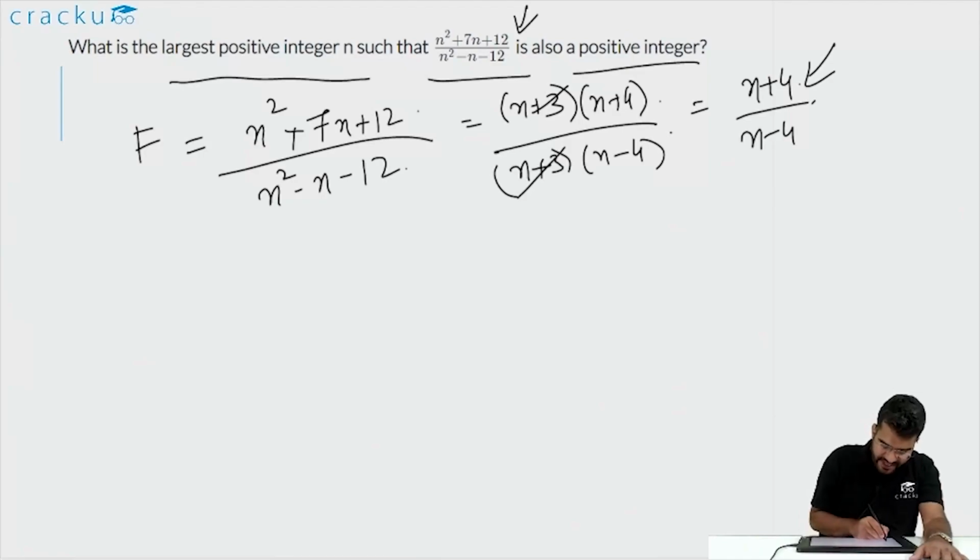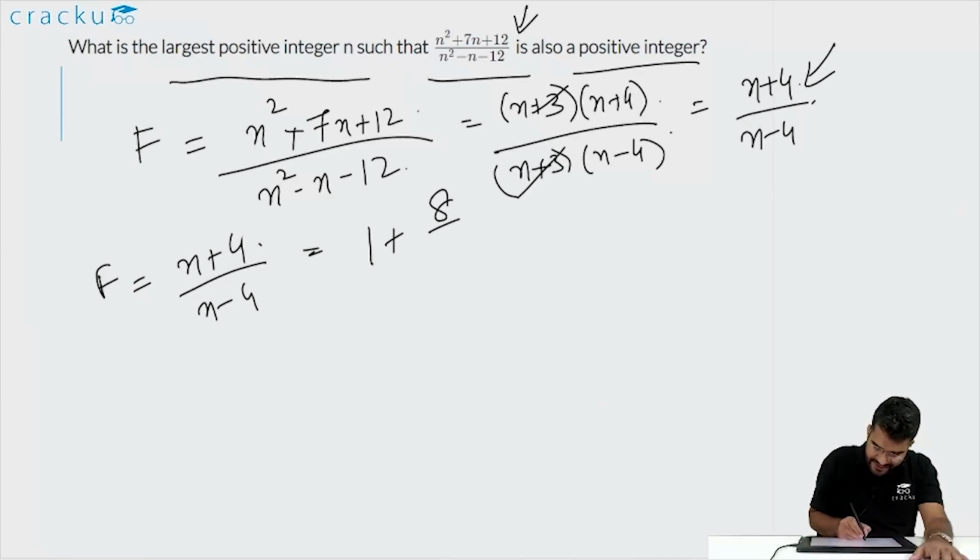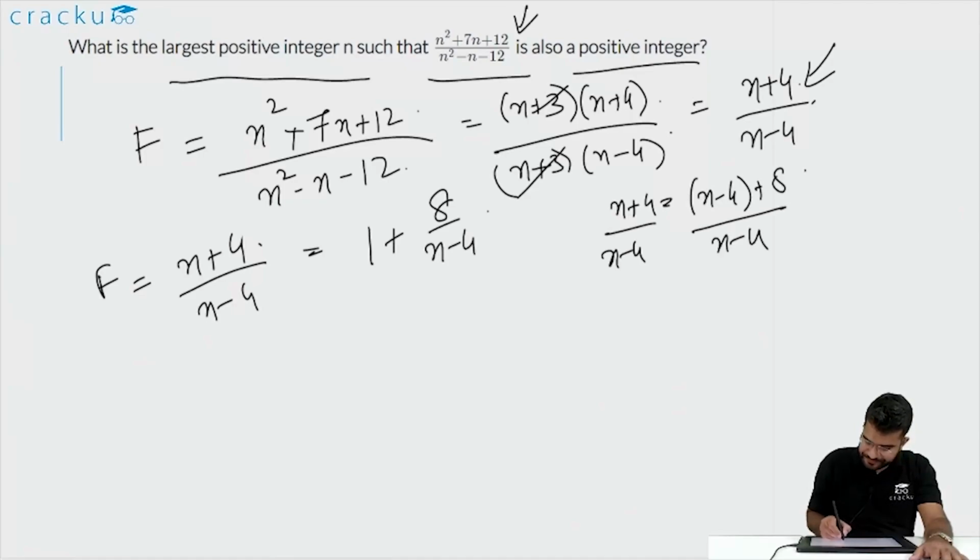Now we can simplify f further so that it becomes (n + 4)/(n − 4), which is equal to 1 + 8/(n − 4). How did we come to this conclusion? It is because n + 4 is actually equal to (n − 4) + 8. So if you divide n + 4 by n − 4, this actually becomes 1 + 8/(n − 4).